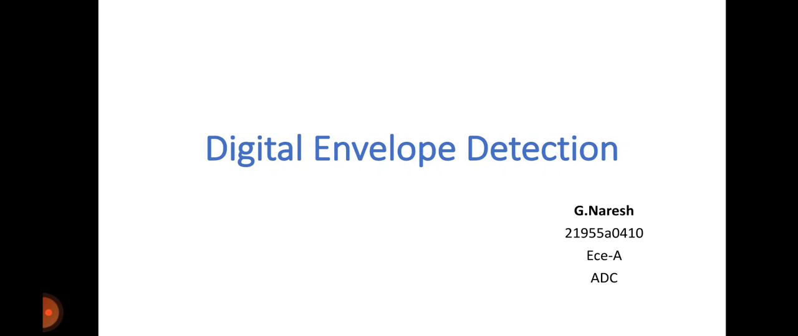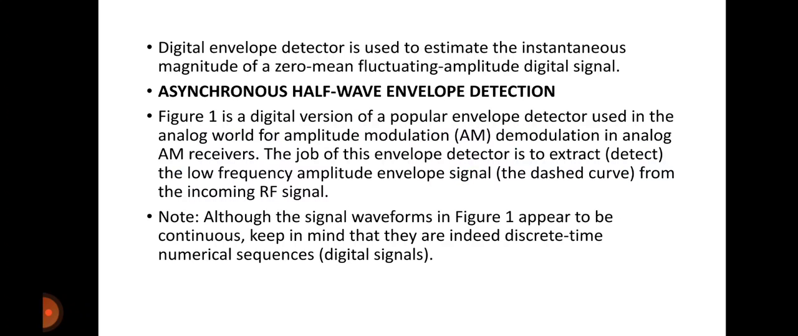This is the PPT of the analog and digital communication subject. Let's get into the topic. A digital envelope detector is used to estimate the instantaneous magnitude of zero mean fluctuating amplitude digital signals.